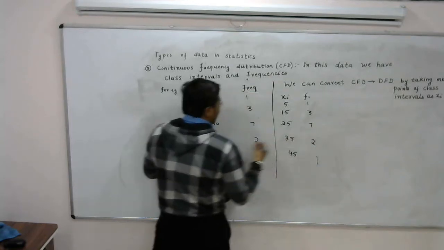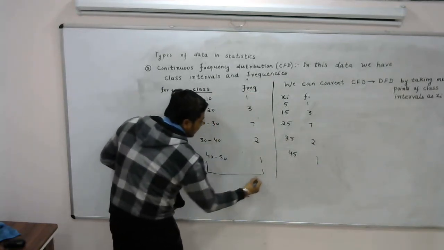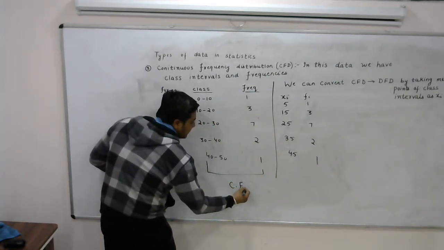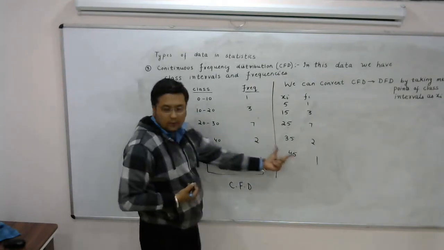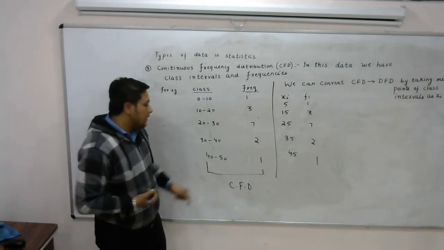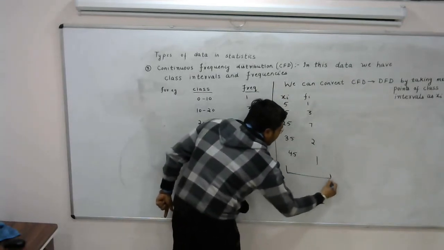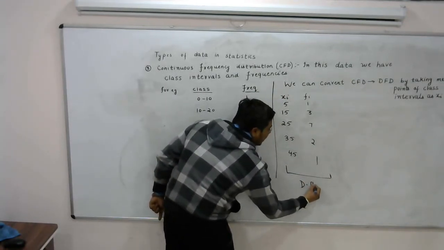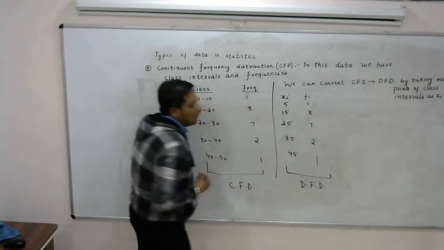Now, here it is CFD, continuous frequency distribution. But in this format, where we have taken midpoints of the class intervals, this is being converted into discrete frequency distribution. Note it down.